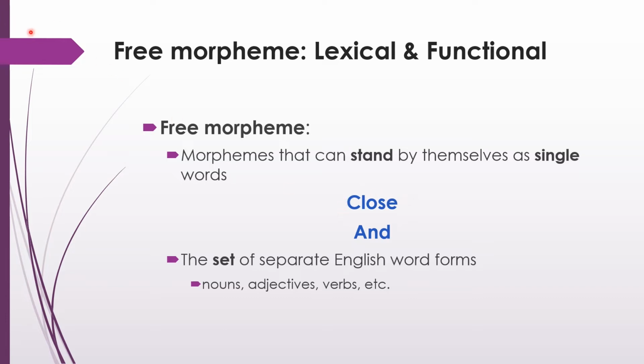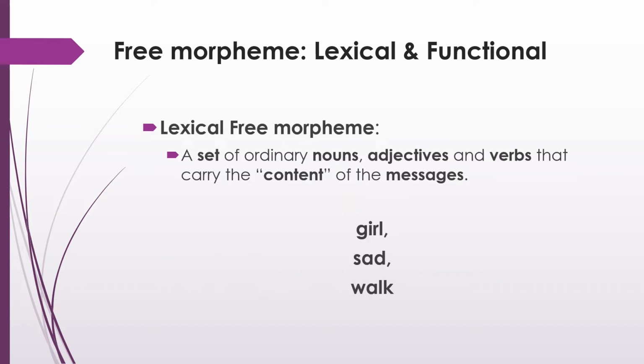By saying close or by saying end, it is referred to as a free morpheme because it stands by itself. And this set is referred to as separate English word forms like nouns, adjectives, verbs. You know the parts of speech, so nouns can be free morphemes, adjectives can be free morphemes, verbs can be free morphemes, and of course others like prepositions and conjunctions are referred to as free morphemes as well. But this set is separated into two different sections, lexical and functional.